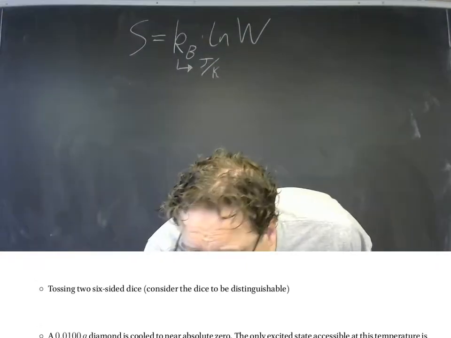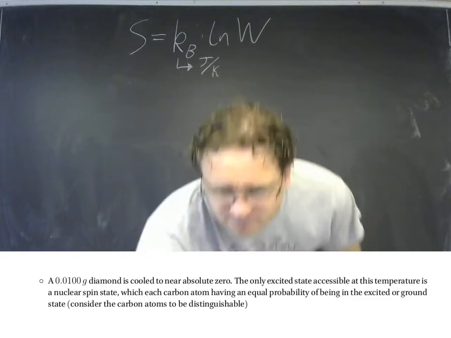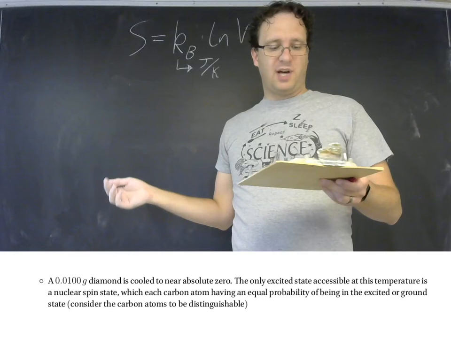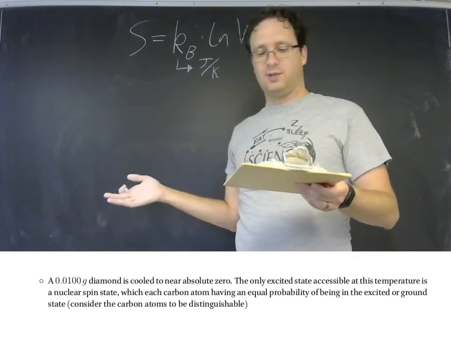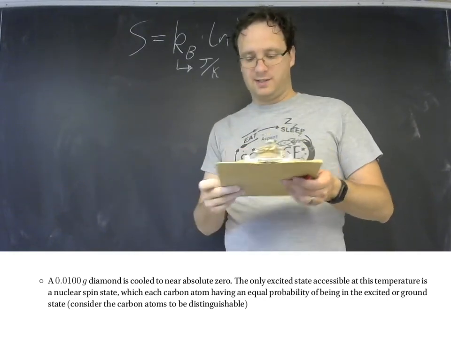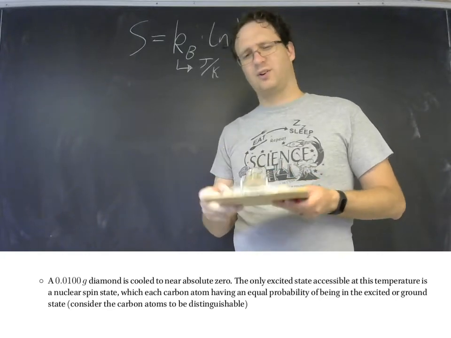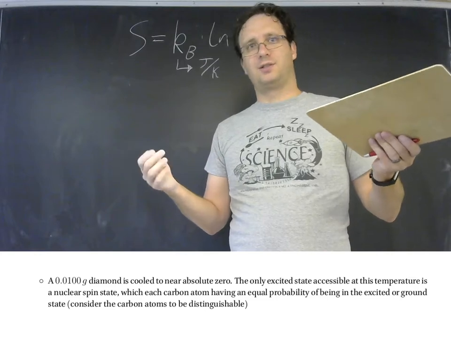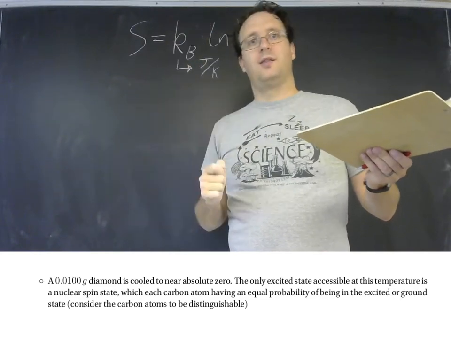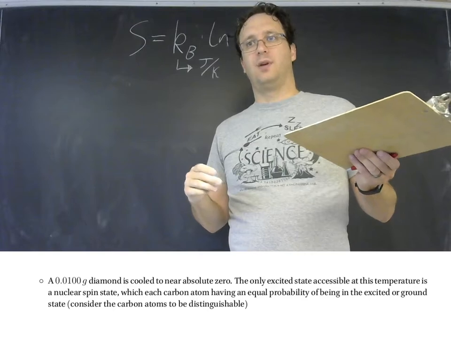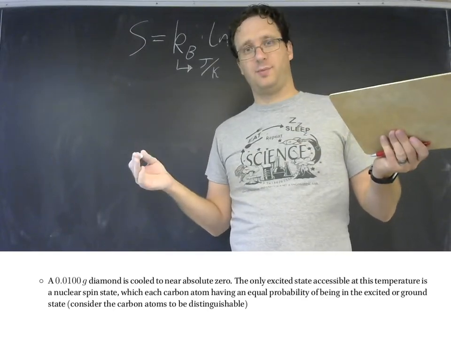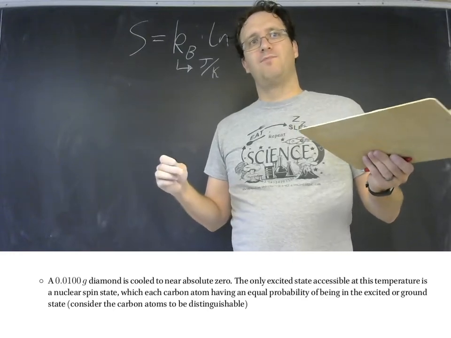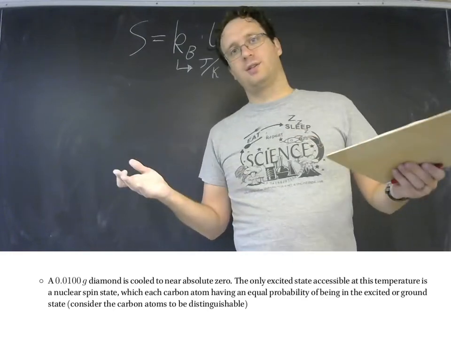Okay, now this next one is starting to look a little more like chemistry. So if you have a 10 milligram diamond and you cool it to near absolute zero, then the only excited states accessible at this temperature will be a nuclear spin state. If you don't know what that is, don't worry. It's like the electronic energy levels we learned about, S, P, D, and F, etc. Well, those are energy levels that are related to the electrons of an atom.